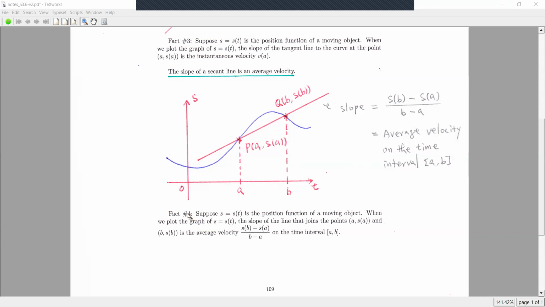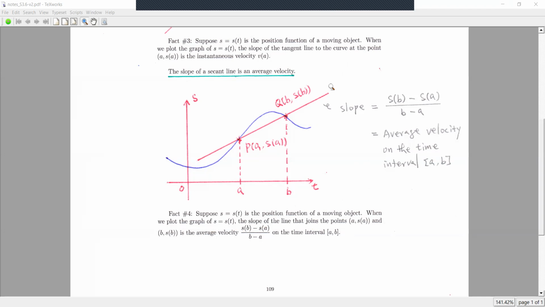So we have fact number 4. Suppose this function is the position function of a moving object. When we plot the graph of the function, the slope of the line that joins this point A, S of A, and this point B, S of B, is the average velocity of the moving object on this time interval from A to B.